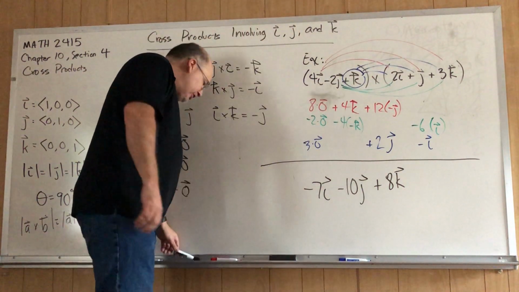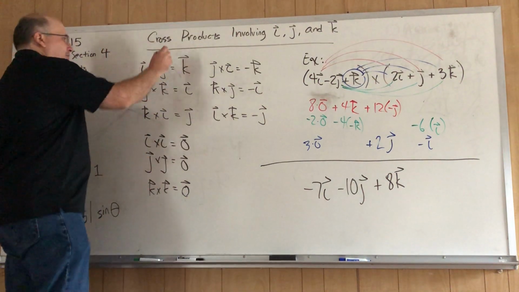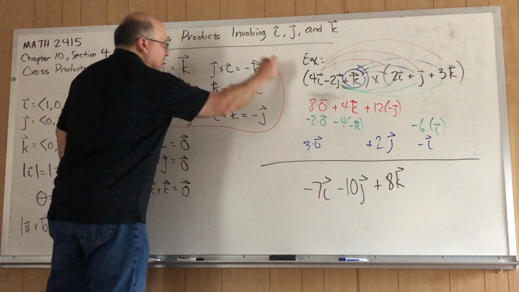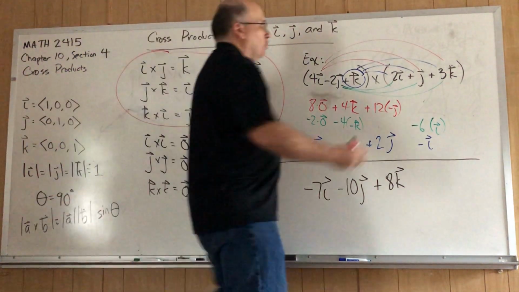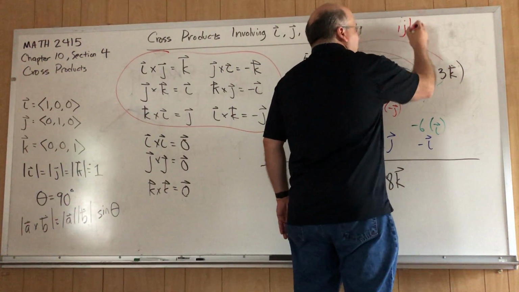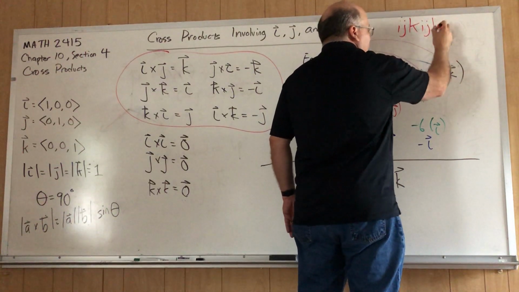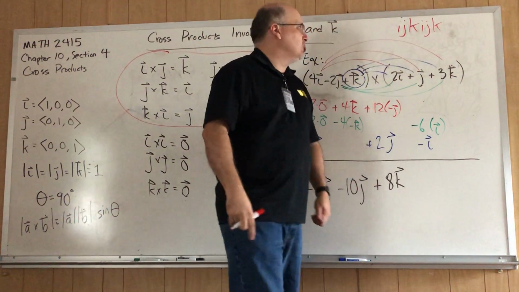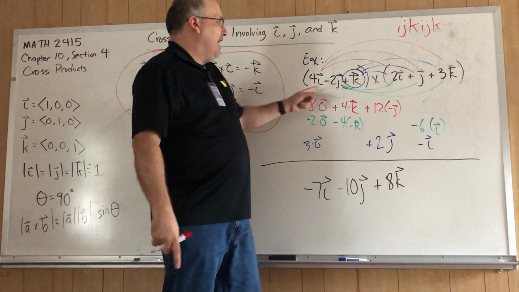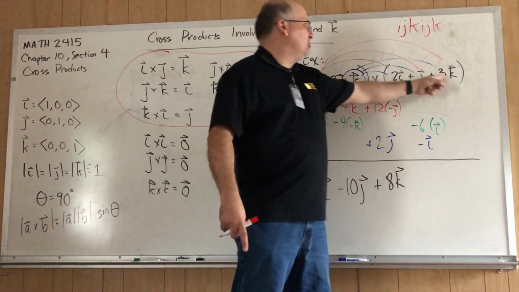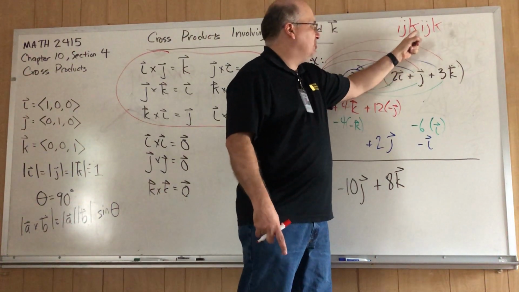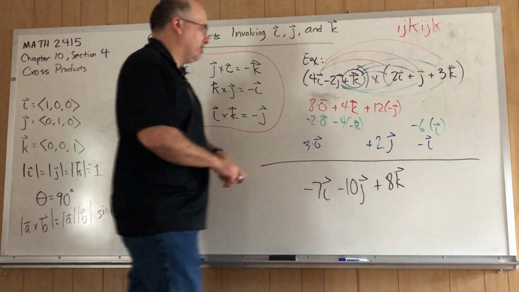So what do I want you to know? I'd like for you to know these. And again, the gimmick for knowing those is to write the letters I, J, K in alphabetical order. In fact, when you're doing an I, J, K cross product, it's really helpful to write this so that you can just look at it. I cross J is K, that's left to right. I cross K, going right to left, I cross K is negative J, et cetera.